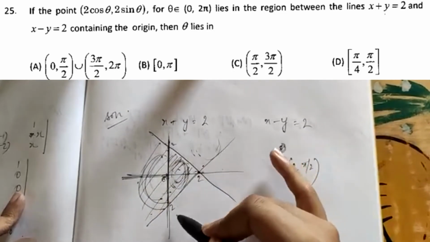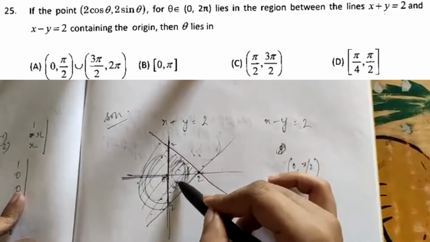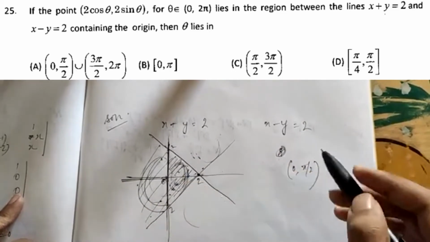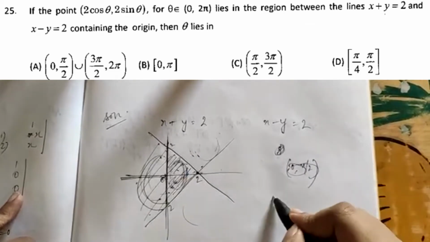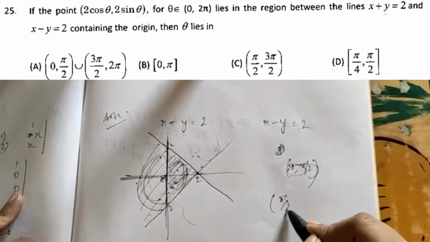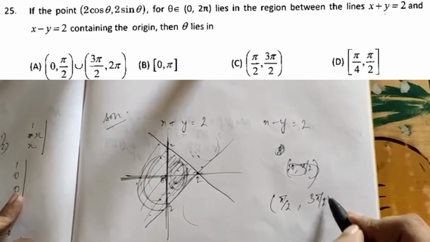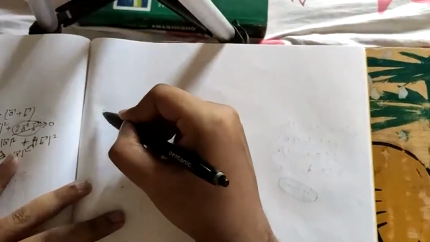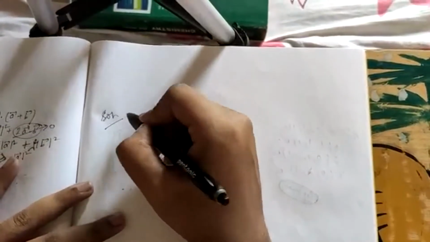Again, in this case, from 3 pi by 2 to 2 pi, only this portion is valid, this entire portion is not valid. So therefore option C, that is from pi by 2 to 3 pi by 2, can be the most suitable one. So correct option is option C. So let's move on to the next question, that is question number 26.